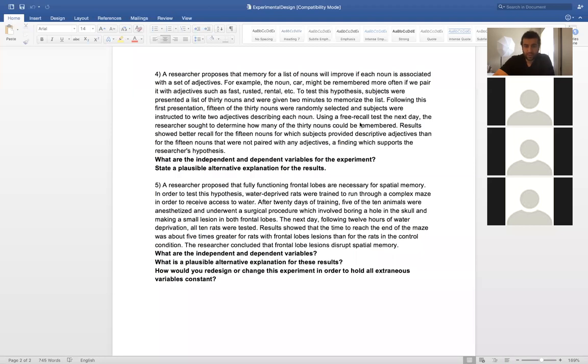Right? So using a free recall test the next day, the researchers sought to determine how many of the 30 nouns could be remembered. Results showed better recall for the 15 nouns for which subjects provided descriptive adjectives than for the 15 nouns that were not paired with any adjectives, a finding which supports the researchers' hypothesis. So what do you think the dependent and the independent variables are in this experiment?